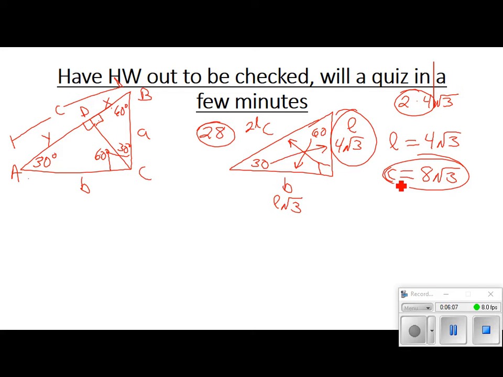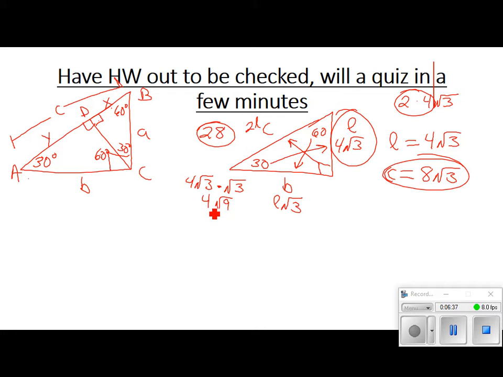So for B, all we're going to do is take that and plug it in right here in place of L. When you plug it in there, you're going to have 4 radical 3, that's the L, times the square root of 3. This time, instead of multiplying the 2 and the 4 like up here, what 2 numbers are we going to multiply together? The radicals. What's radical 3 times radical 3? 9. Square root of 9. Well, what is the square root of 9?